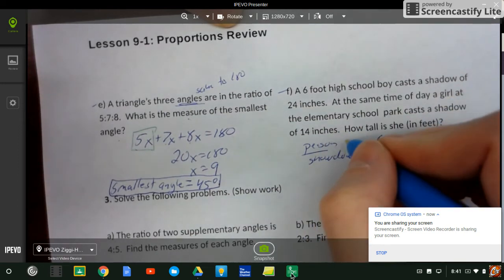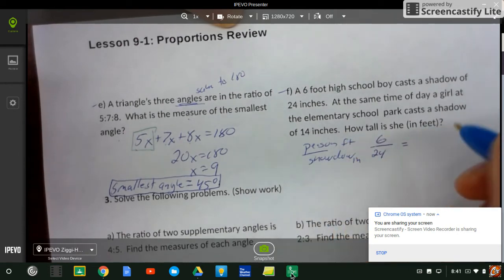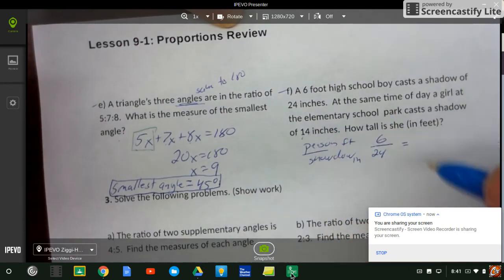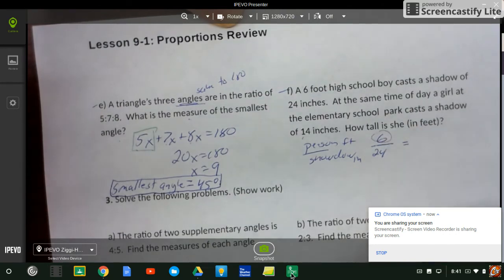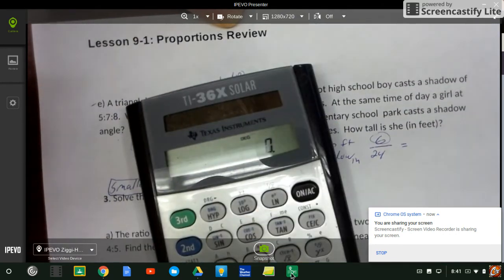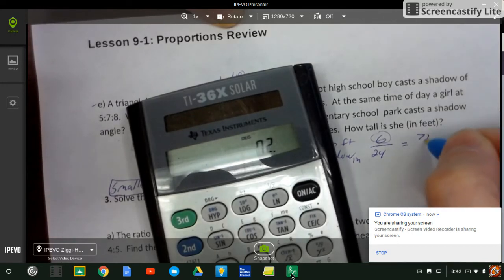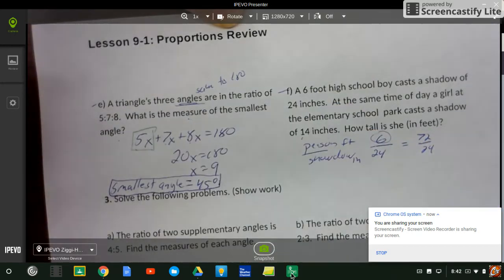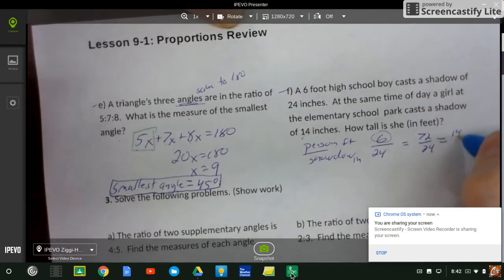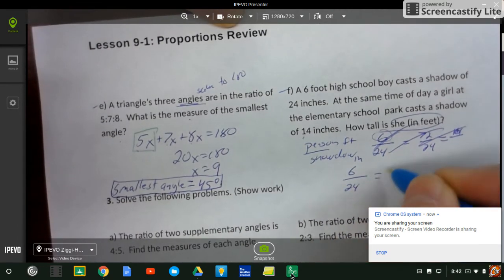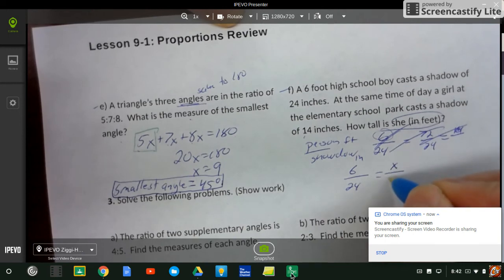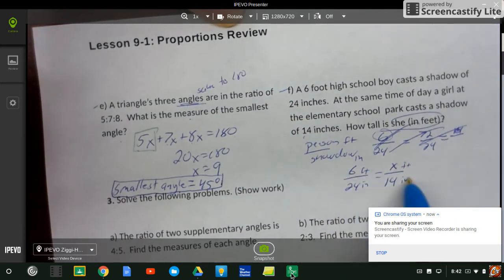Now be careful. This is the person in feet. This is the shadow in inches. So if that's 14 inches, you know what? I might change this 6 to be inches. That way everything stays in inches. So that means 72 inches over 24 inches will be the same as 14 inches of a shadow. Whoop. Oh no, I don't need that because I need her height in feet. So 6 feet over 24 inches equals her feet over 14 inches. Okay, so feet, inches, inches. They don't all have to be the same, but the same units across, okay?